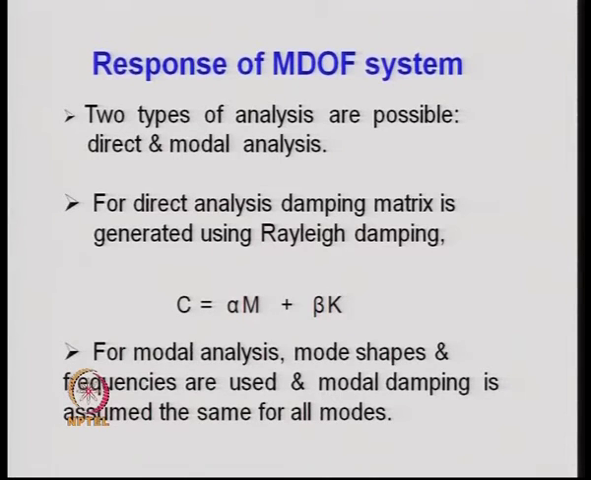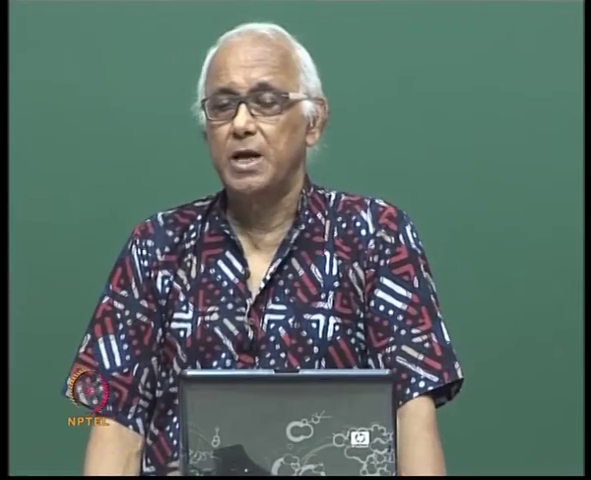So, the C matrix must be known, and the C matrix is obtained by assuming Rayleigh damping, that all of you know, and that is equal to alpha times the mass plus beta times K. And these alpha and beta values can be obtained from the two frequencies of the system. It depends which two frequencies you take.